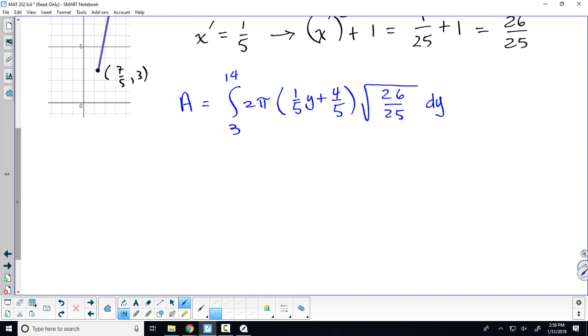So we'll pull out our constants. Square root of 26 times 2, so we have 2 square root 26 times pi divided by 5. And then, actually, let's pull out the 1/5 also, so that will be a 1/25. And then we're going to be left with the integral from 3 to 14 of y plus 4. Is everybody okay with factoring all that stuff out? Factor it out. All the constants. And then this should simplify pretty nicely.